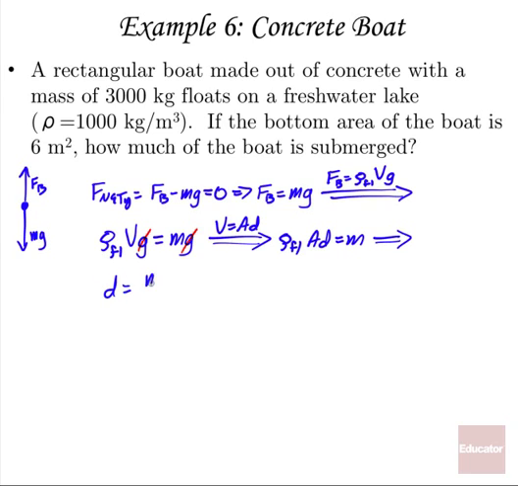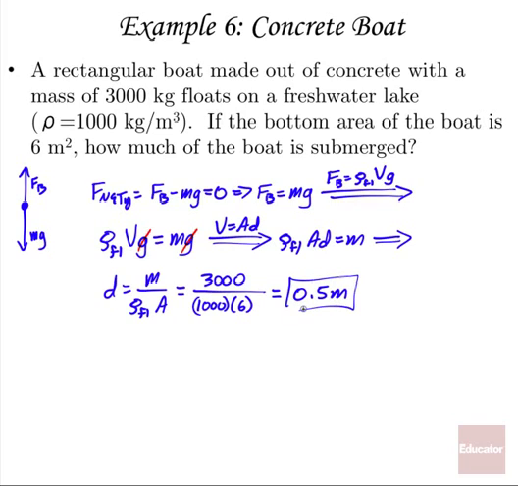d is going to be equal to the mass over density of the fluid times the area, or 3,000 kilograms, about 3 tons, divided by density of our fluid, 1,000, and the area, 6 square meters, or about 0.5 meters. About half a meter is going to be under the water, submerged.